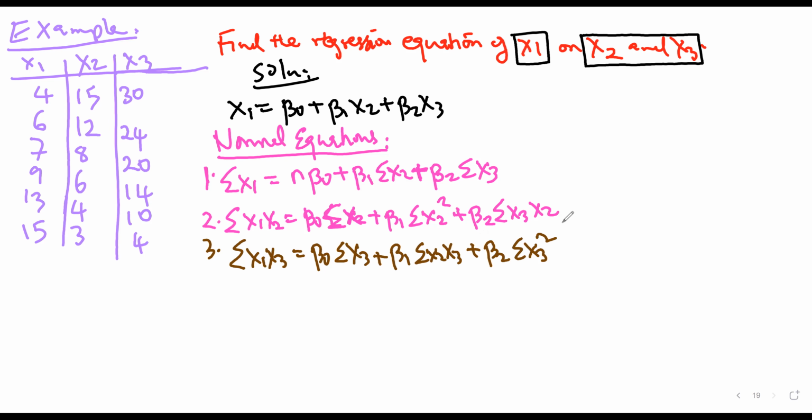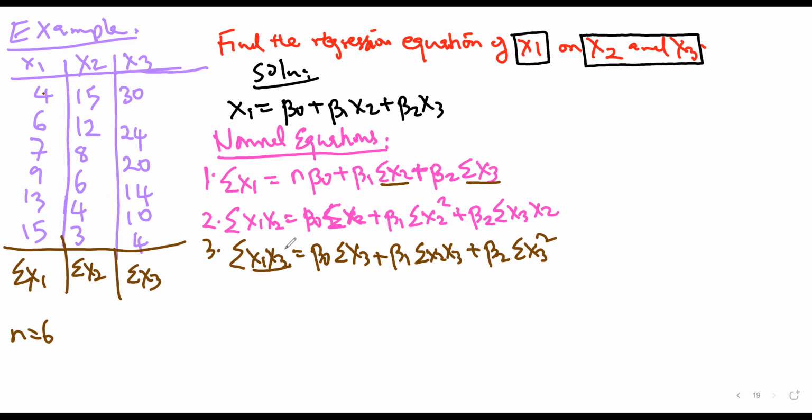So you need these values: summation of x1, which we will get from here, summation of x3. N is the number of observations, 1, 2, 3, 4, 5, 6, so n is 6. Then summation of x2, then summation of x3 will be here. Then you need another column for x1 times x3, so we create an additional column there for x1 x3. We already have summation of x3. We need another column for x2 and x3, and another column for x3 cube.